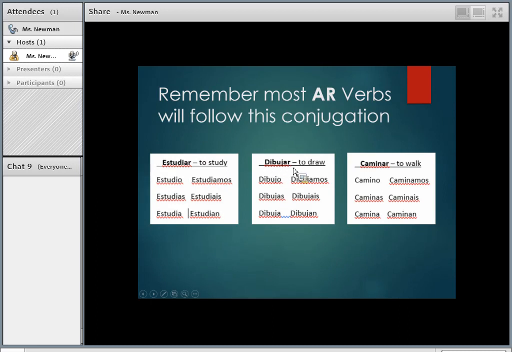Okay, dibujar. Practice that pronunciation with that J. Dibujo, dibujas, dibuja, dibujamos, dibujáis, dibujan. Caminar. Camino. Caminas. Camina. Caminamos. Camináis. Caminan. Okay? Once we've conjugated those verbs, that means I walk, you walk, he or she walks, we walk, they walk.